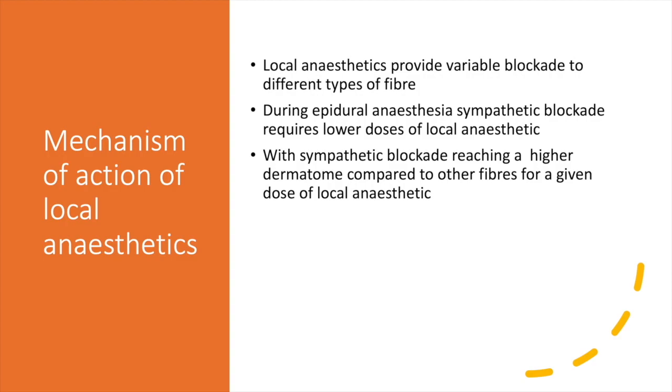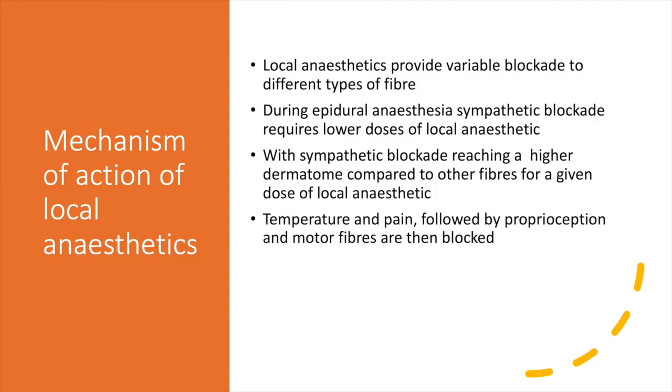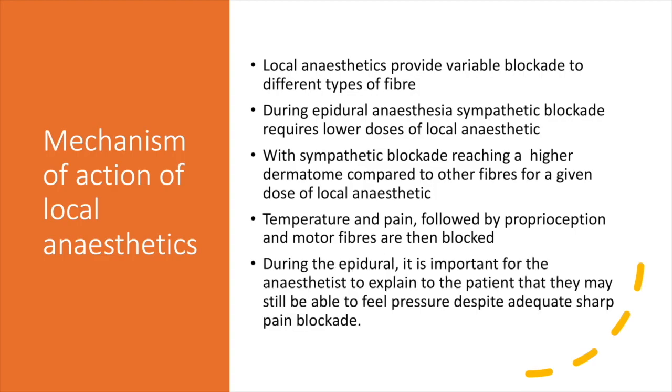The next most susceptible type of fibre are those that carry temperature and pain. The next is followed by proprioception, and finally the largest diameter motor fibres are then most resistant to the local anaesthetic action. But during an epidural, or for a spinal for that matter, it is important that the anaesthetist explains to the patient that whilst they shouldn't be able to feel sharp pain because it should be blocked, they may still be able to feel pressure because of this differential blockade to the different types of fibre.